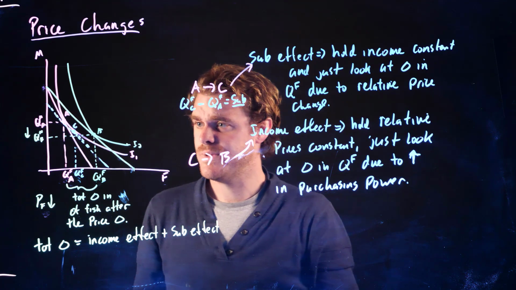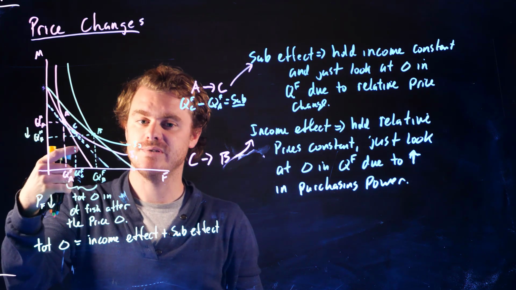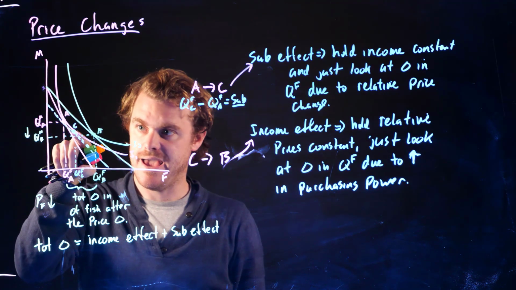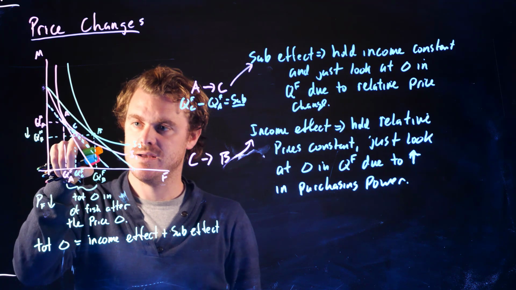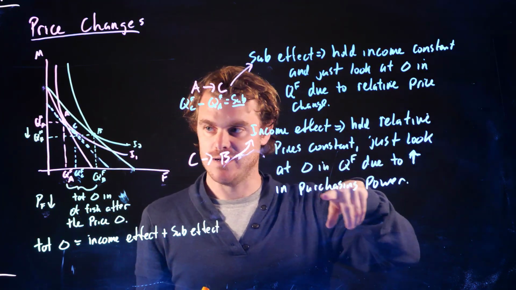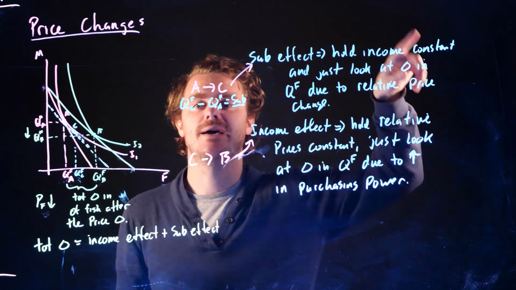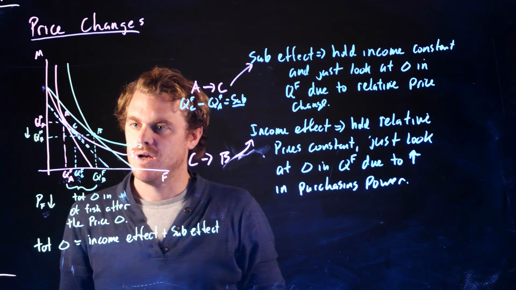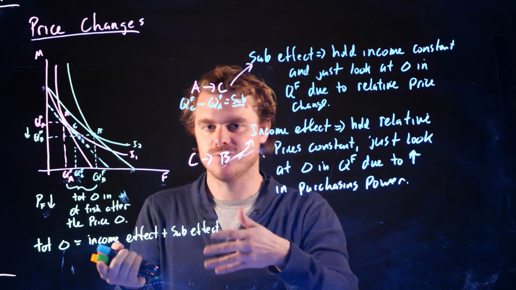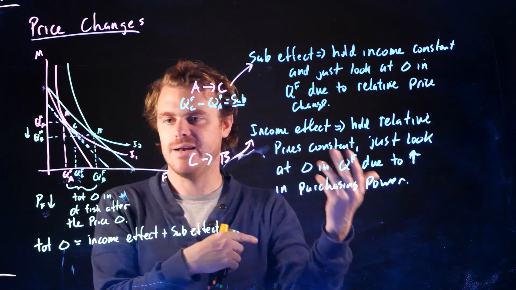Now, we can see that with the substitution effect, we're always going to substitute towards the good that became relatively cheaper. So here C will definitely be to the right of A for fish. But depending on whether the good is normal or inferior, this income change could cause us to increase or decrease our consumption. And remember, a Giffen good is when we have an inferior good and the income effect is bigger than the substitution effect. All right, so this is one scenario where a price change results in these income and substitution effects. It would look different if the price went up or if we had an inferior good here.